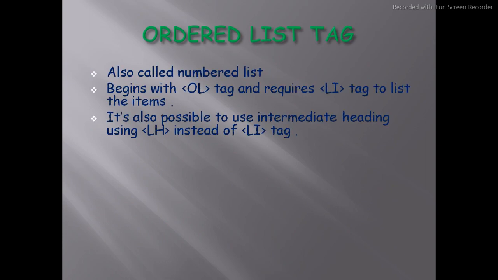The ordered list tag, also called numbered list, begins with the OL tag and then requires the LI tag before the items to be listed. It's also possible to use an intermediate heading by using LH instead of LI. Now, in the syntax you can see OL. These are the attributes, type and start, which I am going to tell you about on the upcoming screen. Then you can see the list items, where you can write the things. As LI is an empty tag, it cannot be closed. Then OL is a container tag, so it will be closed.